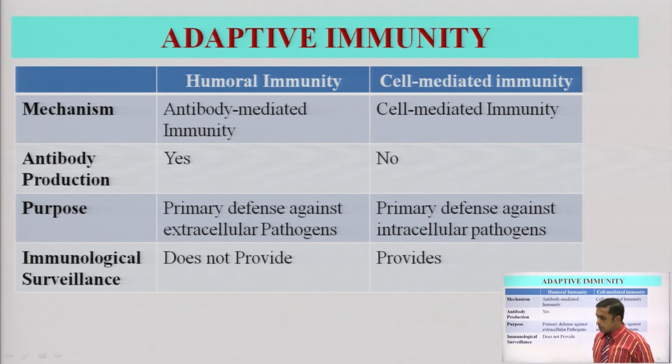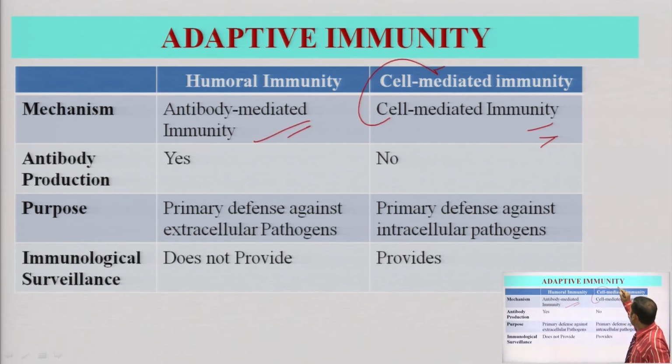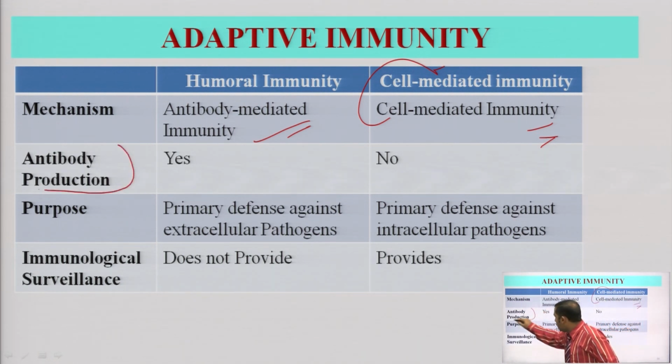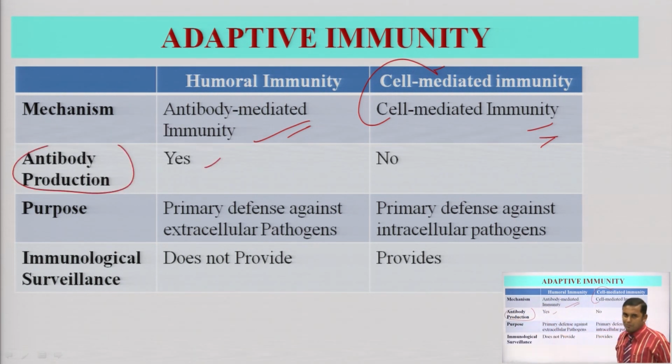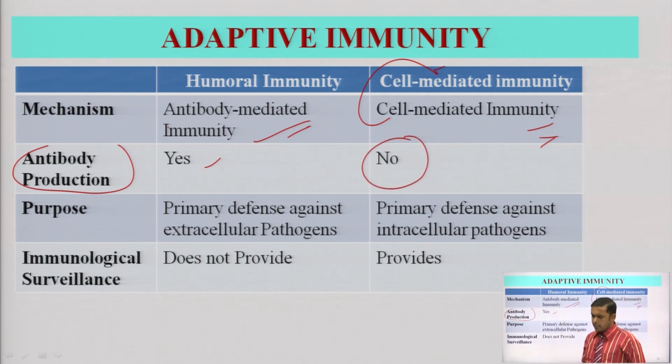And what is the mechanism? Here it is antibody mediated, and there it is cell mediated. That is why you call it cell mediated immunity. Is any antibody production happening in this case? The answer is yes. B cells are actually producing antibodies: A, B. A for antibody, B for B cells. You should remember it in this manner. And for cell mediated immunity, there is no antibody production.